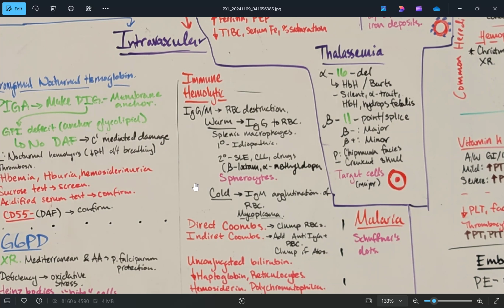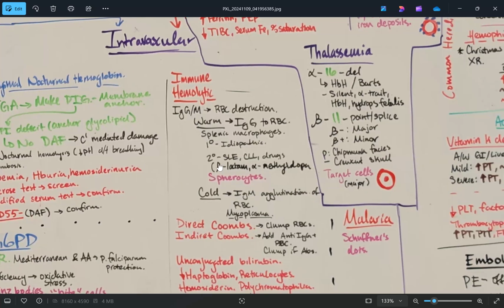It can be associated with lupus, chronic lymphocytic leukemia, as well as certain drugs such as beta-lactams and alpha-methyldopa. Something you might see on histology as well is spherocytes, in particular for the warm.